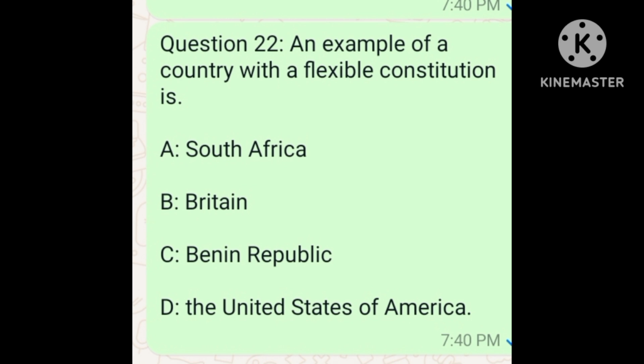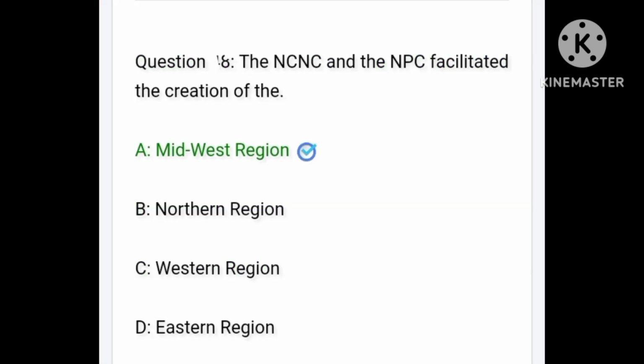Constitution can as well be rigid. A rigid constitution is a constitution that you cannot amend easily. Nigeria is a good example of a country practicing a rigid constitution. Britain is a good example of a country practicing a flexible constitution. Most flexible constitutions are unwritten, while most rigid constitutions are written. So B is the right answer. Britain. The next question is question number 23.